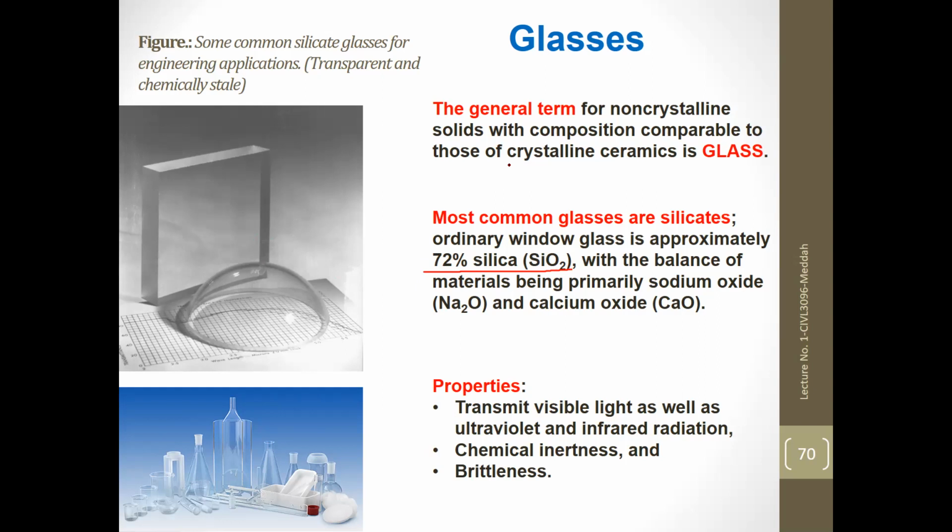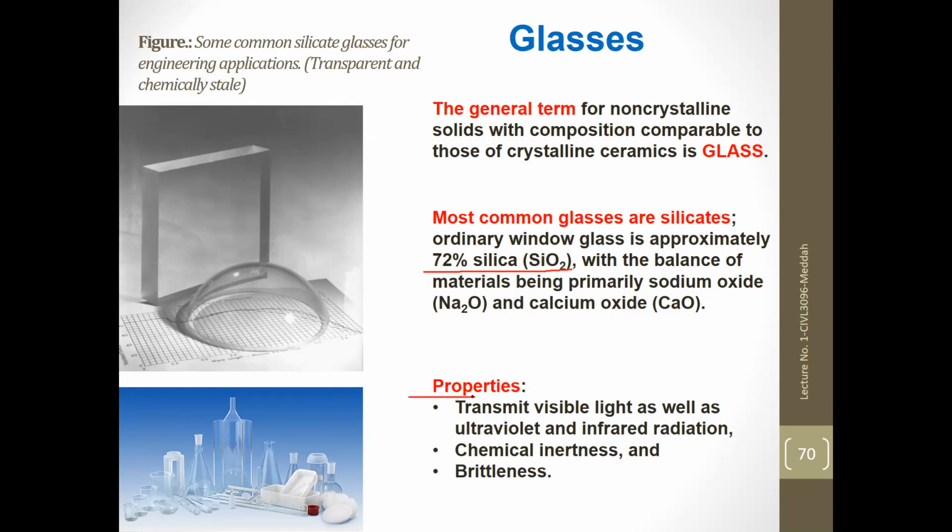So glass is known to be non-crystalline, as we said. It's an amorphous material. It's not a crystalline material like other ceramic materials. And this is one of the reasons why it is classified as a separate category.